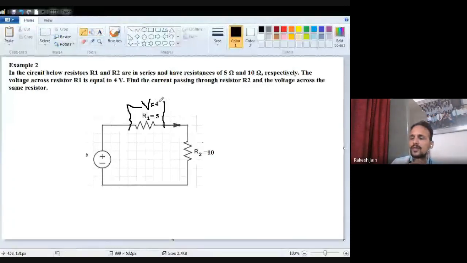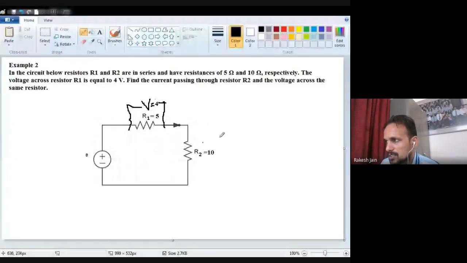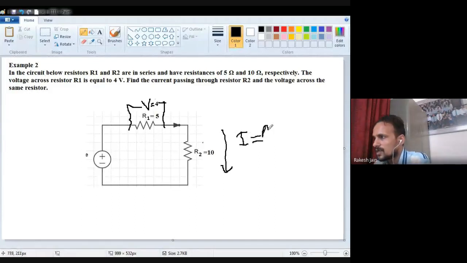So what is the current passing through the resistor R2? We have to find out what current passes through this resistor R2. Current is denoted by I, so I just write down I. What is the I through this resistor? I have to find out what is the I through this resistance. This is the sign of a question mark.